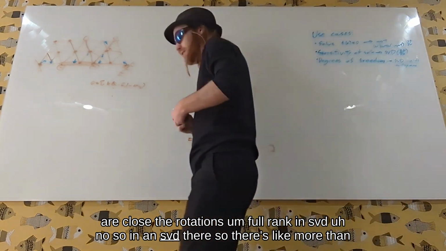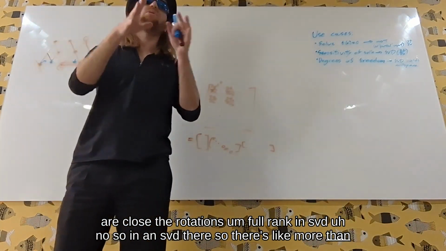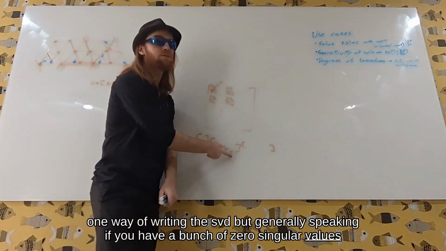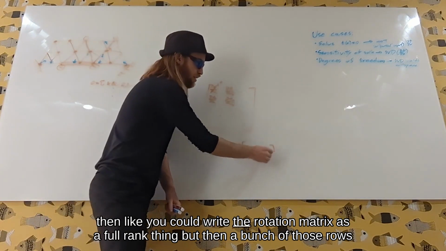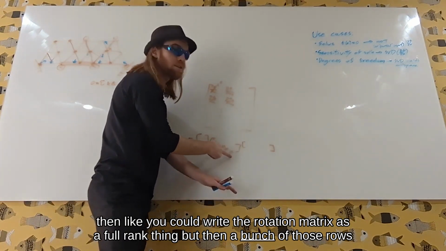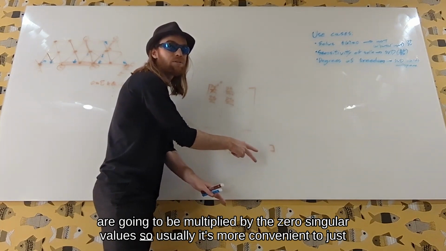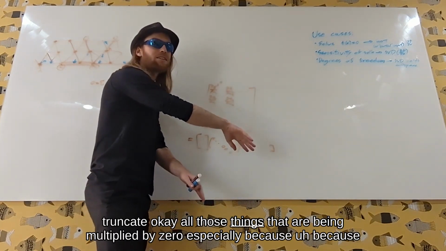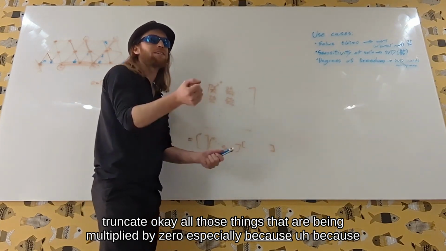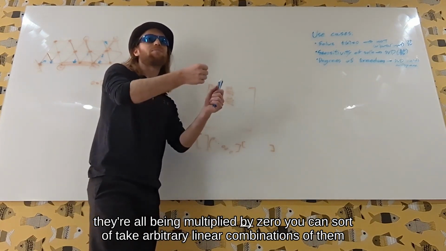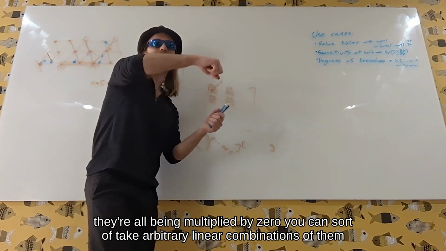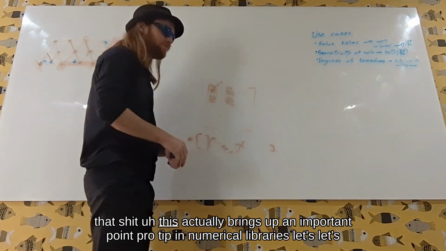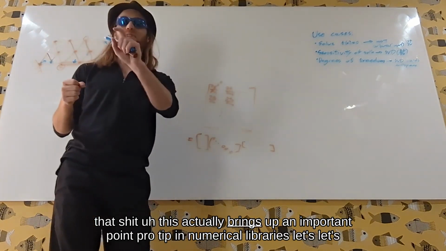No, so in an SVD, there's more than one way of writing it, but generally speaking, if you have a bunch of 0 singular values, then you could write the rotation matrix as a full rank thing, but then a bunch of those rows are going to be multiplied by the 0 singular values. So usually it's more convenient to just truncate all those things that are being multiplied by 0, especially because they're all being multiplied by 0, you can take arbitrary linear combinations of them. So it gives you this annoying degree of freedom that you don't want to deal with. This actually brings up an important point.